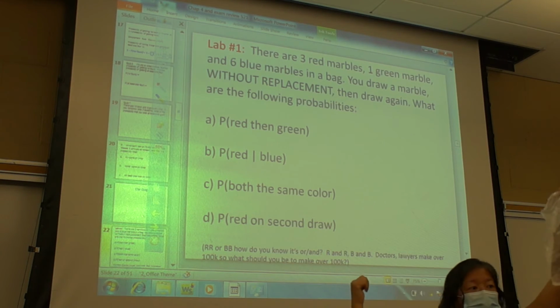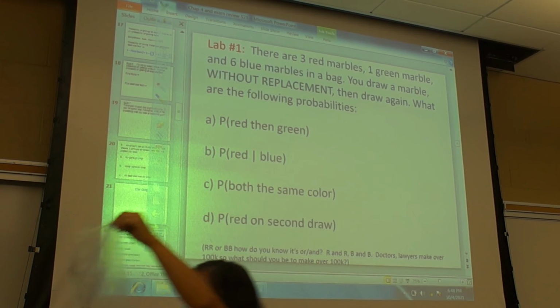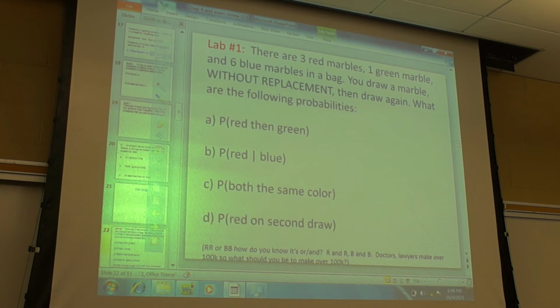Kind of like that thing with the boys and the girls on the bus, right? Now I have less marbles. So now when I draw a second marble, things are changed depending upon what I drew first. If I drew a blue marble, now there's fewer blue marbles. So I have less marbles, and the same number of red and green, but fewer blue.